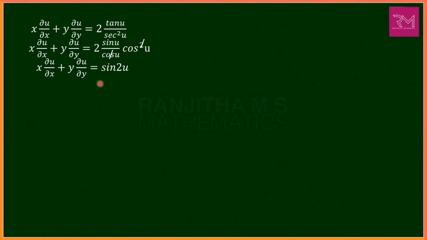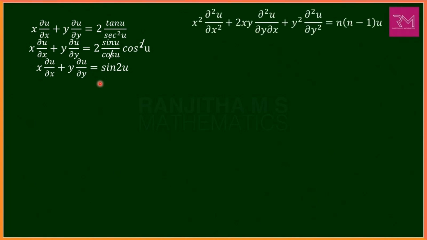Here we have to observe that this problem is of the form we already discussed in the second proof, that is x square into del square u by del x square plus 2xy into del square u by del y del x plus y square into del square u by del y square, which is equal to n into (n minus 1) into u. We can solve this problem using two methods. First method is, after finding x into del u by del x plus y into del u by del y, which is equal to sin 2u, as we derived this equation, next step, if we differentiate this equation partially with respect to x and y and multiply x and y inside the bracket and simplify, we get the value.